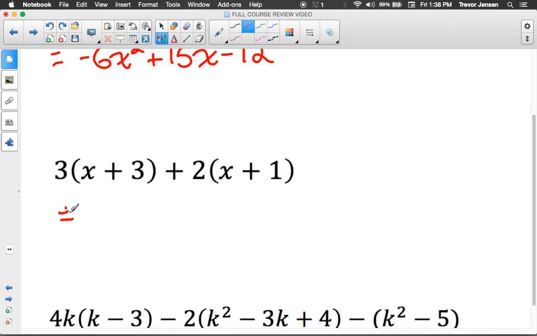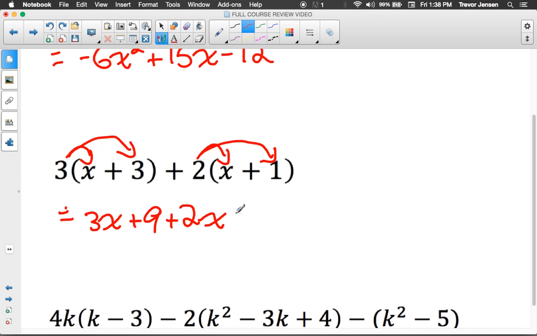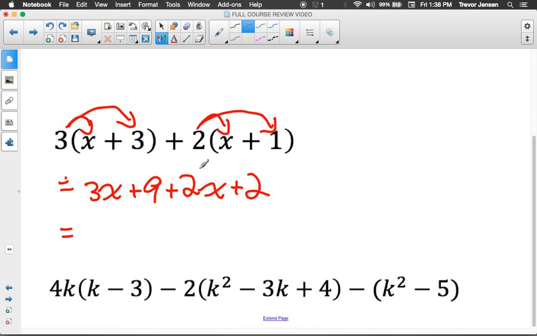How about here? I'm going to have to multiply the x plus 3 by the 3 out front. I'm going to have to multiply this x and this 1 by the 2 out front, and that will get rid of the brackets. So 3 times x is 3x, 3 times 3 is positive 9, 2 times x, positive 2x, 2 times 1, positive 2. Now I can collect like terms here because I have a 3x and a 2x, put those together, that's 5x, and I have a 9 and a 2, put those together, that's positive 11.